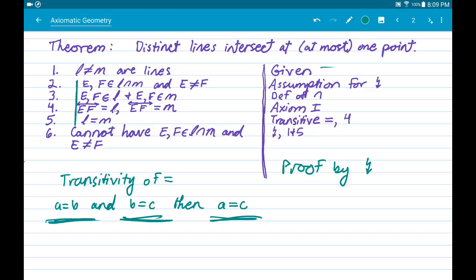And that's what we have in line 4. L is equal to line EF is equal to M. So L is equal to M. Okay, L not equal to M contradicts L equal to M. And then we get to say that line 2 must have been false, which is the same as saying line 6 is true, right? Line 6 is the contradiction of line 2. And that's the end of the proof.